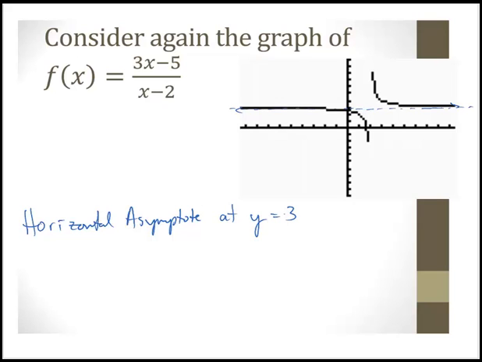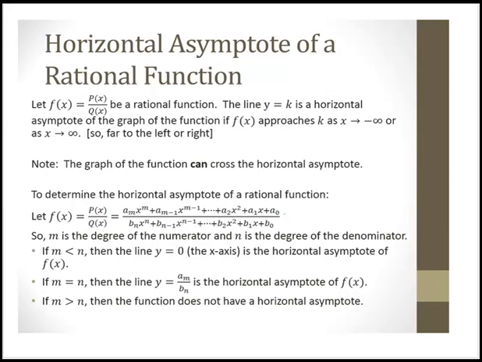So we want to be able to figure out when this will happen, when we'll see this feature, and if we will see this feature, where will it happen? All right, so horizontal asymptote, a little bit more complicated than the vertical asymptote.